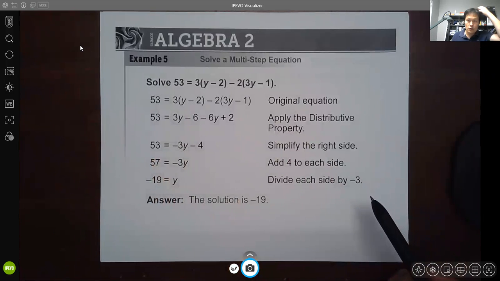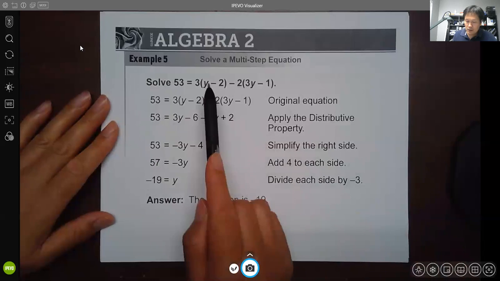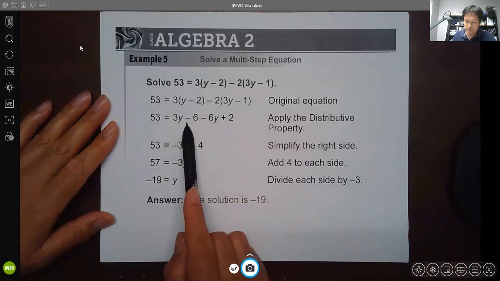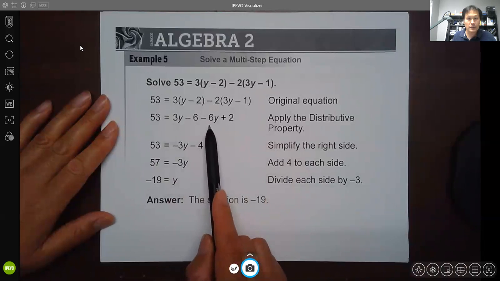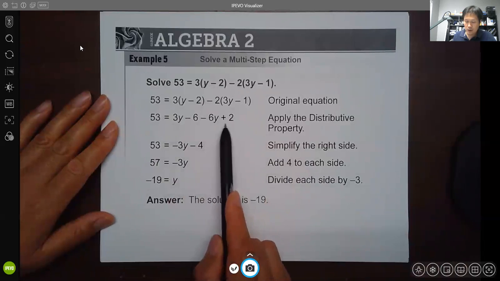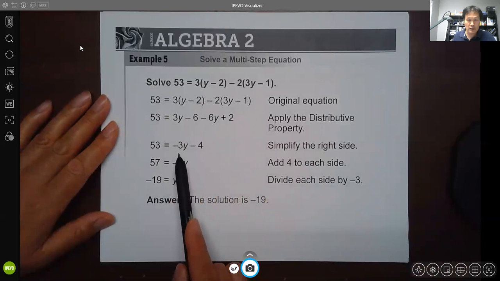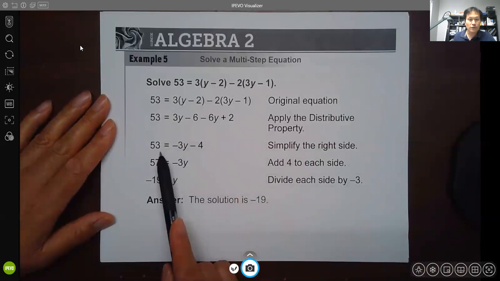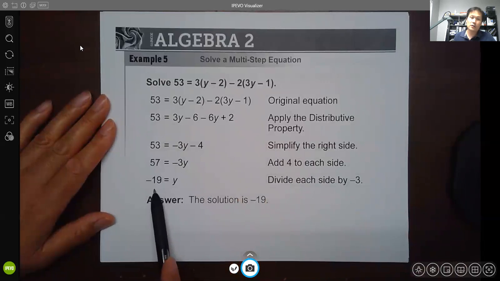So it shouldn't be that bad. It's linear. So distribute 3, distribute 3. So 3y minus 6. Distribute minus 2, distribute minus 2. You got minus 6y plus 2. Combine like terms here. 3y minus 6y should be minus 3y. Minus 6 plus 2 should be minus 4. Plus 4 both sides. Divide by minus 3 both sides. You got the answer.